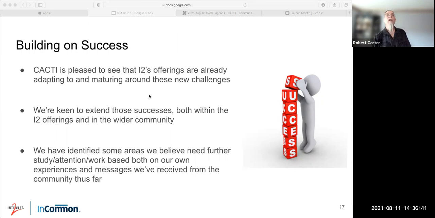folks are doing good stuff. And all of this makes us really happy inside CACTI. Right? We're glad to see that we as a community, at least in those areas, seem to be maturing along with the evolution of both the threat environment and the service providing environment that we find ourselves in.